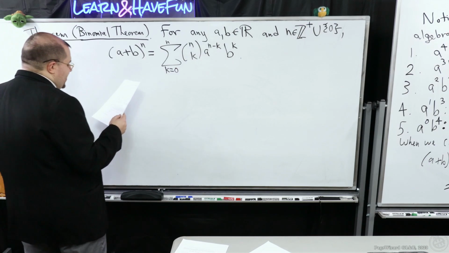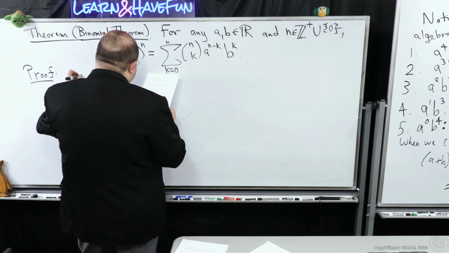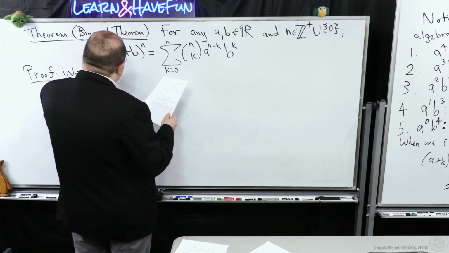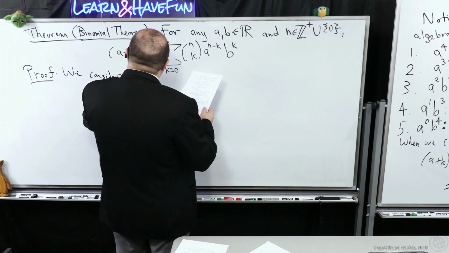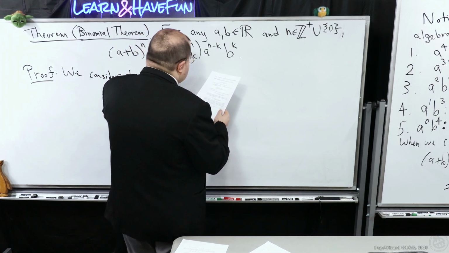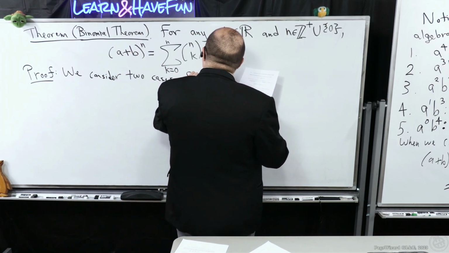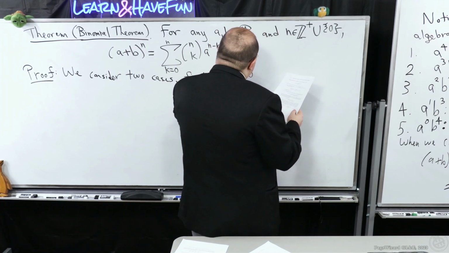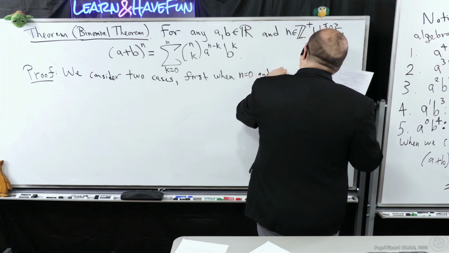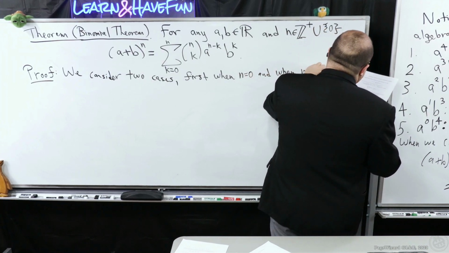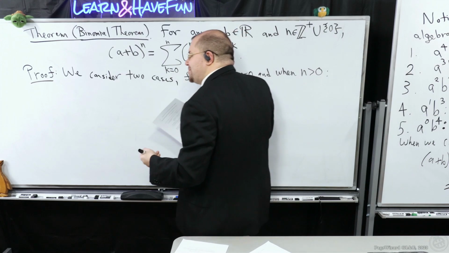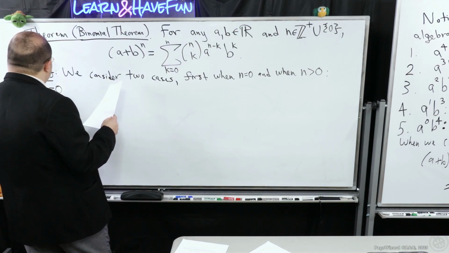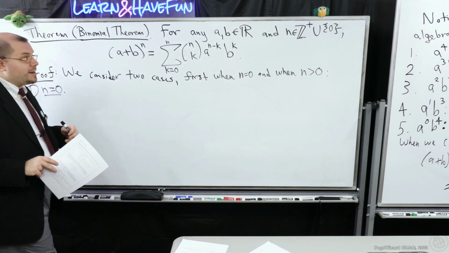So, here we go. We consider 2 cases. First, when n is equal to 0, and when n is greater than 0. So the first case, we're just going to assume n is equal to 0, and we're just going to prove it directly. And of course, these are all values of n.